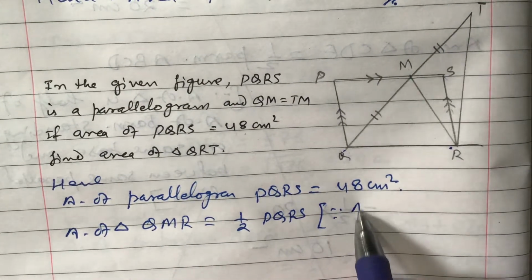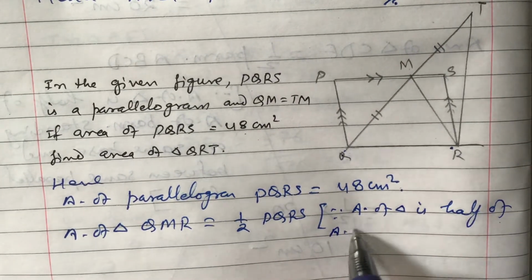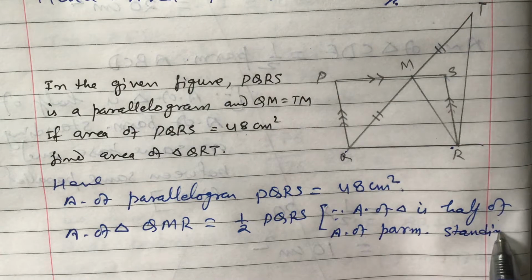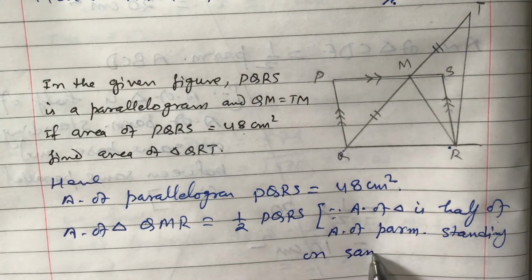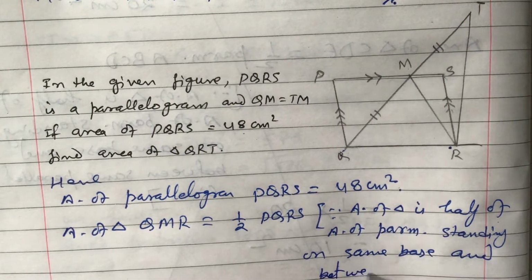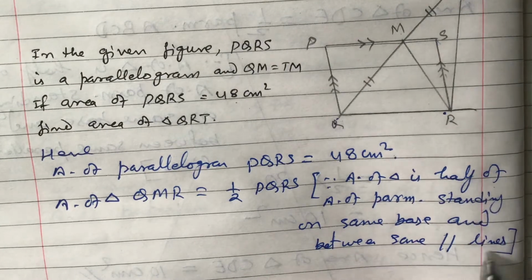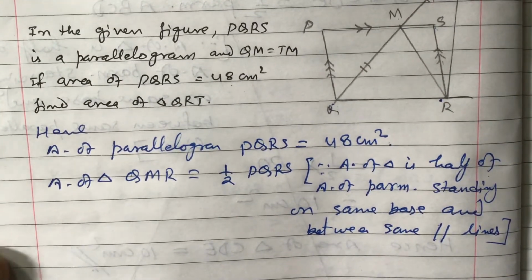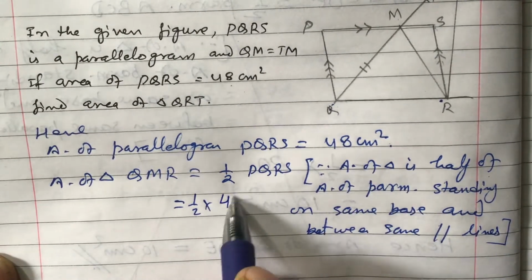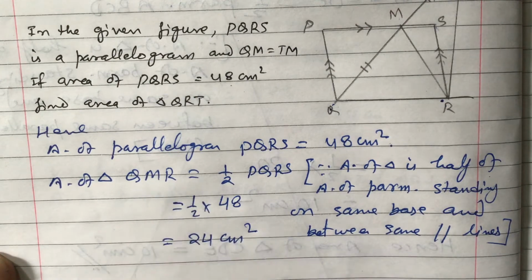The reason is, area of triangle is half of area of parallelogram standing on the same base and between the same parallel lines. Okay. Now we can put the value here. 1 by 2 times PQRS, here we have 48. So this equals 24 cm square. Area of triangle QMR we got 24.